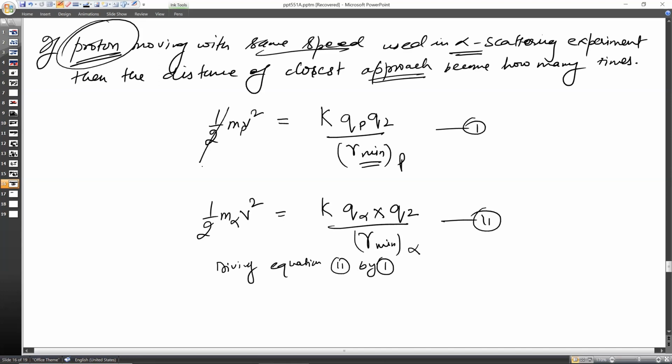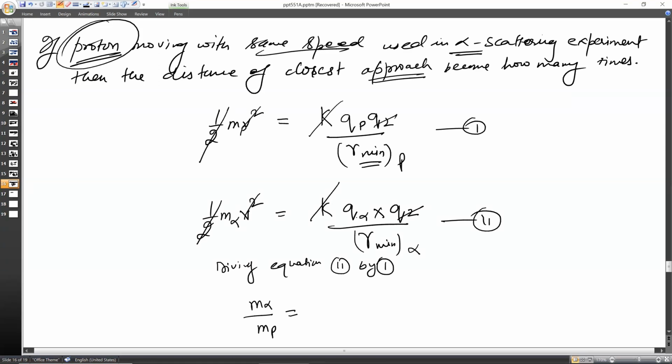We'll get here this half and half will get cancelled out. This v square will get cancelled out when you put these two one over the other. Okay. And then you will take mass of alpha particle upon mass of proton. Got it? Yes, got it, sir. This k and k will get cancelled out. This q2 and q2 will get cancelled out.